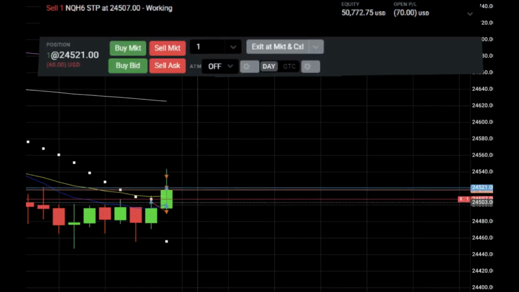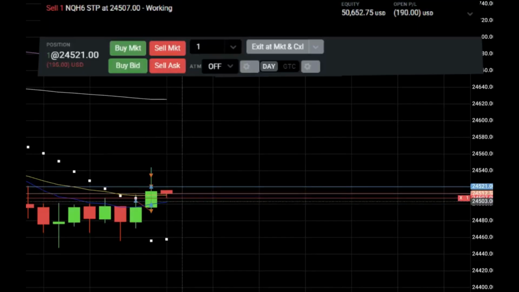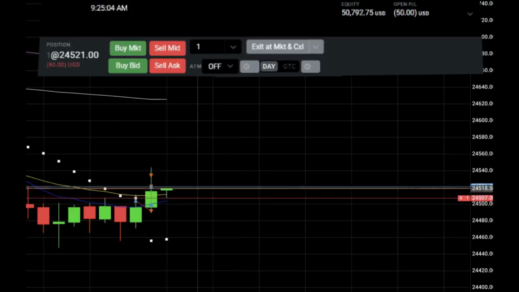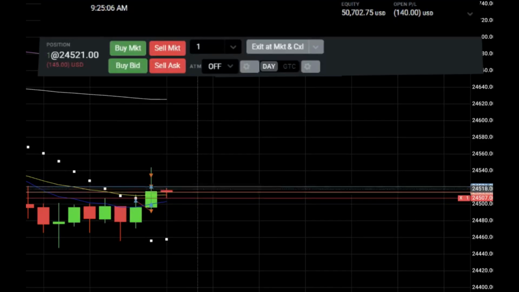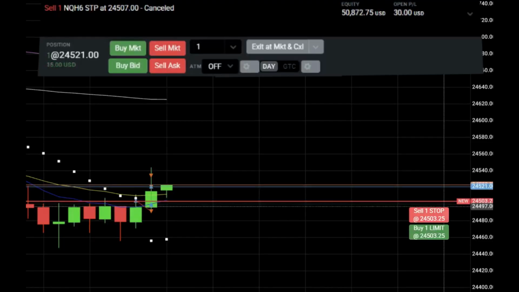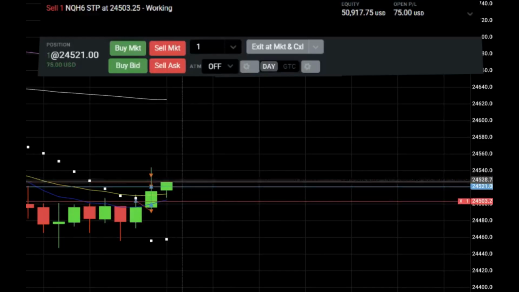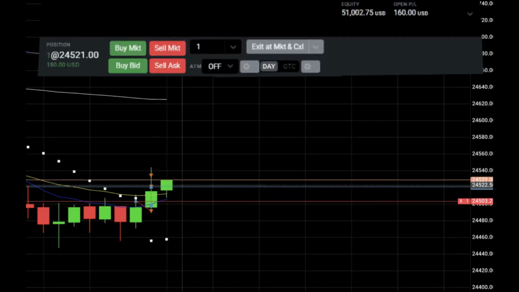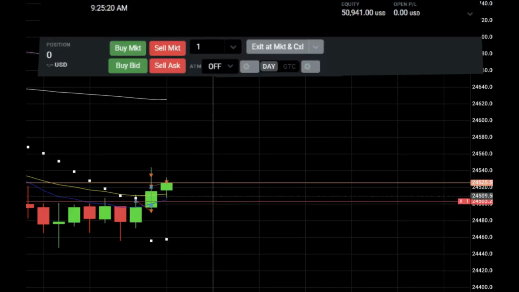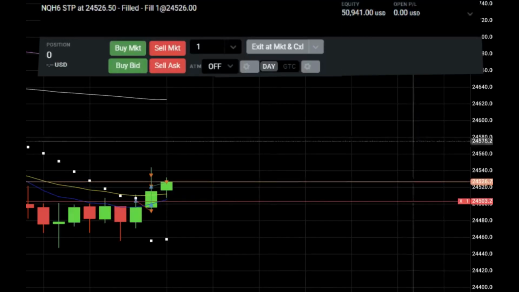It pulls back at first, but I really believe that this is going to start pushing, especially if we can get a push off these EMAs right here. So I have one contract. It went from down. Now it's starting to push up. And again, we're up over $1,000 on the day. Stop filled.